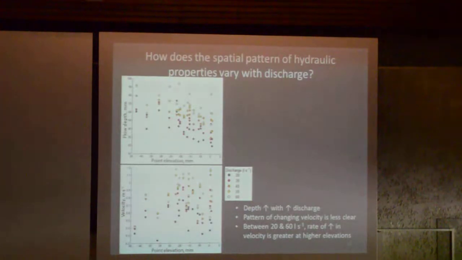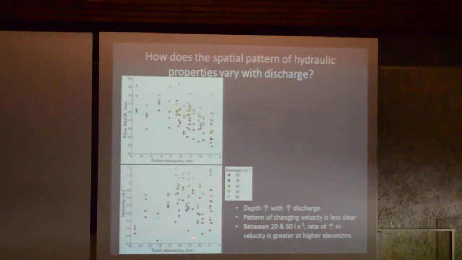If we try and dig into this a little bit more about what's impacting these patterns of velocities, we can see that if we look at flow depth against point elevation, unsurprisingly, there's a fairly straightforward relationship that generally at high elevations you've got lower flow depths, a vaguely linear relationship like that. And as you increase the discharge, you get a similar shape of relationship, but obviously it just moves up. So that's maybe not that surprising.